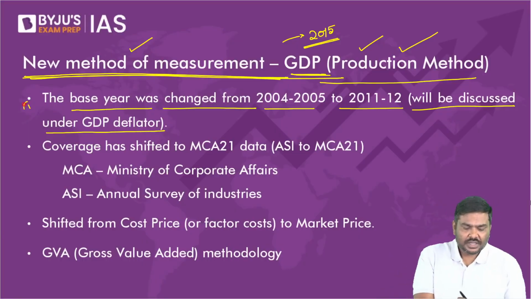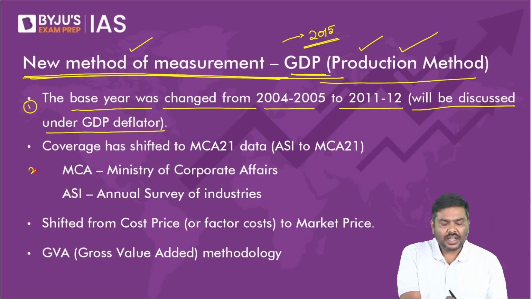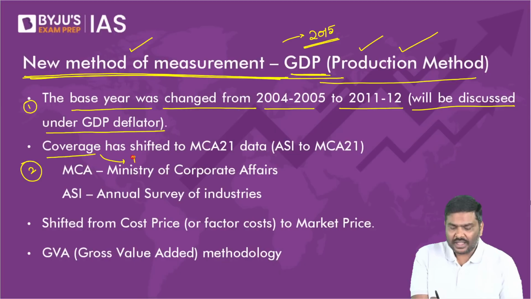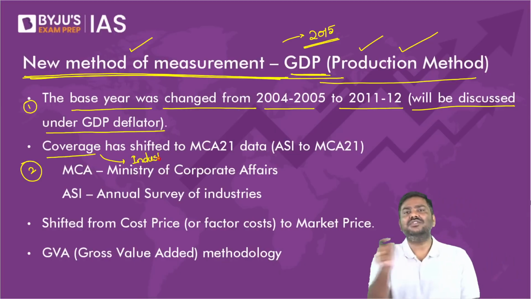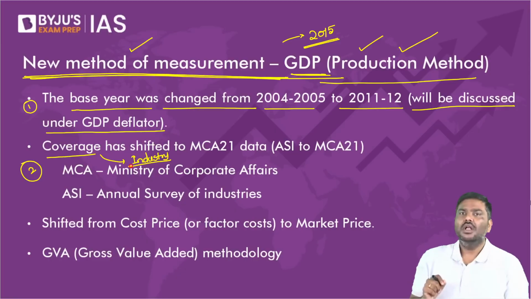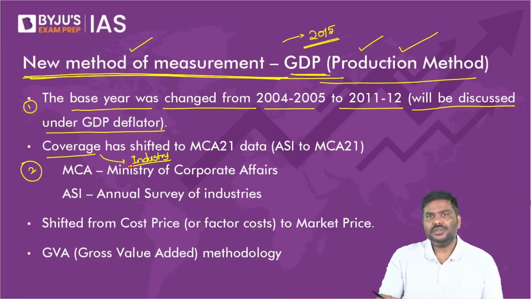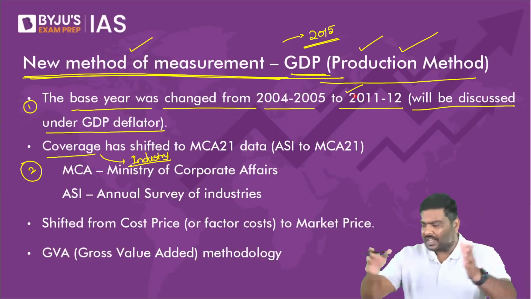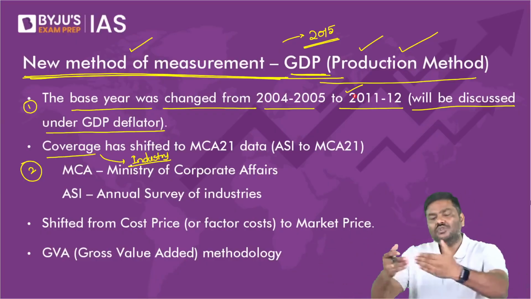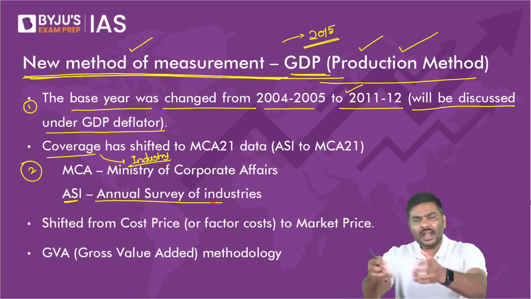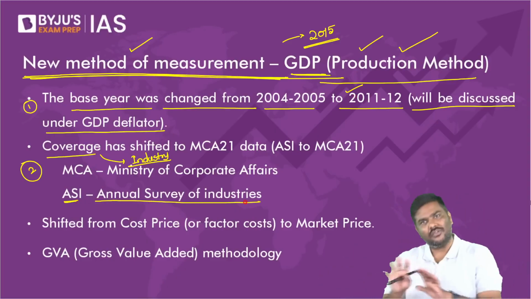Second point is we have changed the coverage. Coverage means how the industry data is collected. How industry's data is collected, we have changed the methodology. How, sir? What is the reason? Simple argument here. Until this new method was introduced, we used to collect industrial output data, how much industries have produced, through a concept called Annual Survey of Industries.